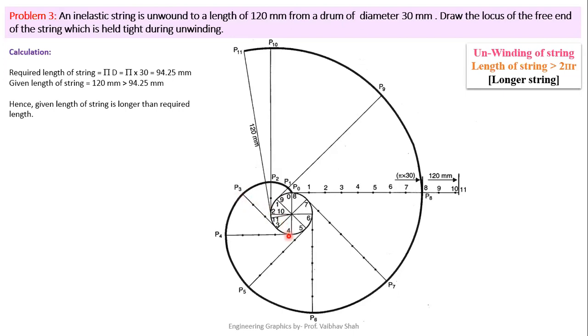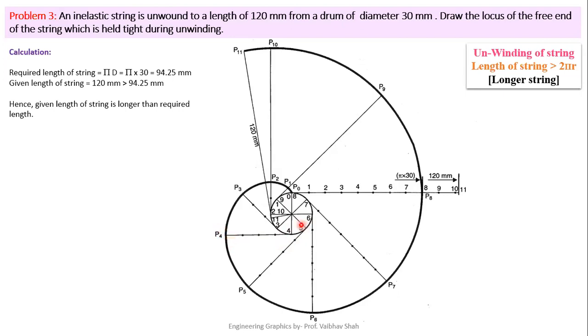Now for P4, the string now open would be from 0 till 1, 1 till 2, 2 till 3 and 3 till 4. So we will be having total open string length starting from 0 till 4, half of the circle. So now we have to take the dimension from this string 0 till 4 from this horizontal string. You have to cut from this point 4 on your circle to get this point P4.